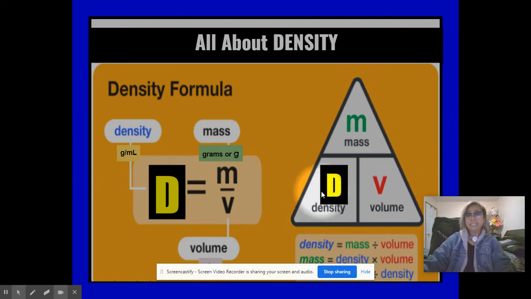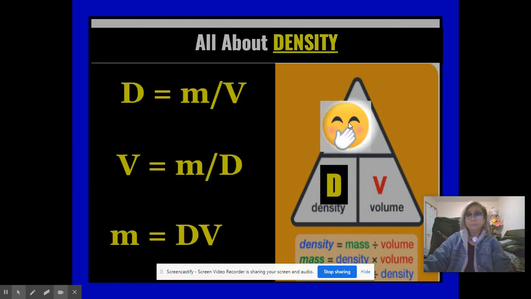D for density commonly has the unit grams per ml. Mass has a unit of grams, or g, and volume has a unit of ml, or milliliter, if you're dealing with liquids, or it can also be in cm cube, or cubic centimeter, when you're dealing with solids.